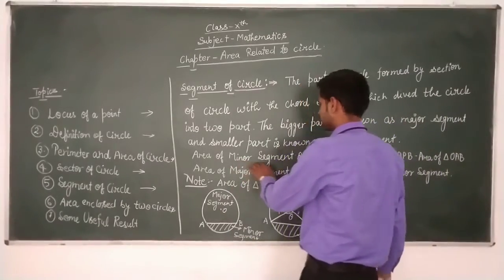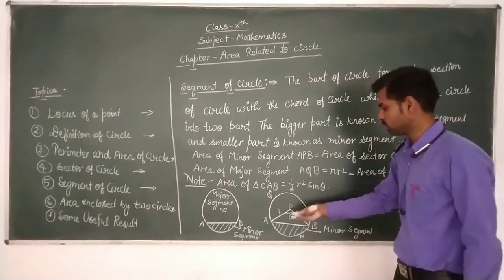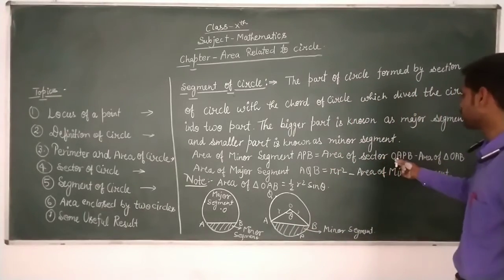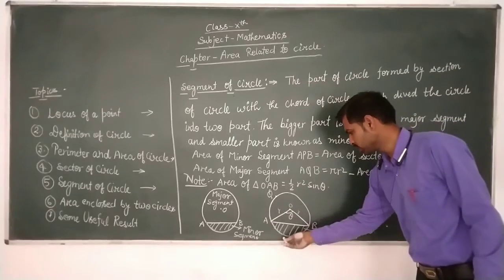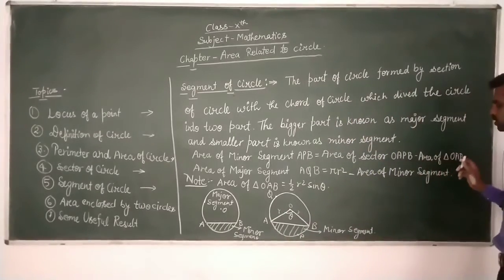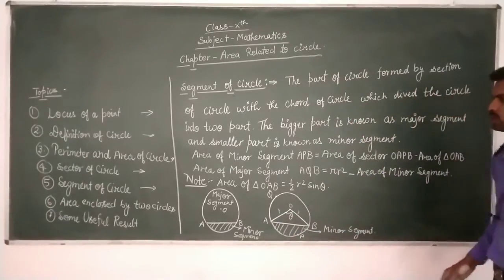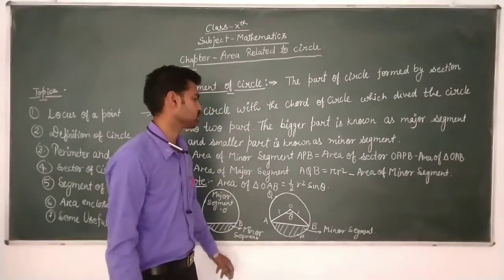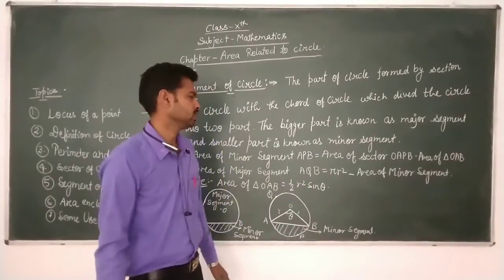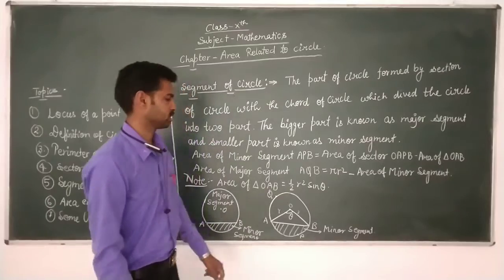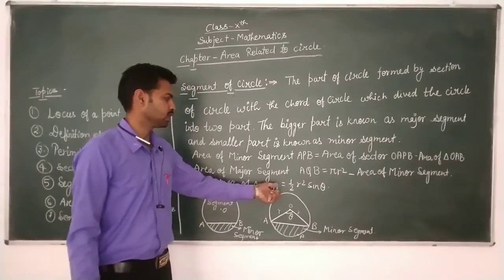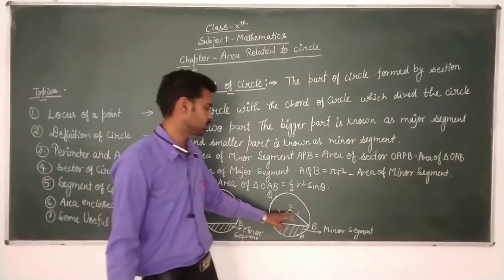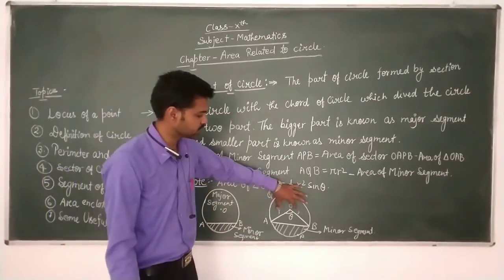Now, area of minor segment APB, this shaded portion, is equal to area of sector OAPB minus area of triangle OAB. Similarly, area of major segment AQB is equal to pi r square, the area of the circle, minus area of minor segment. Note, area of triangle OAB is equal to 1 by 2 r square sin theta, where theta is the angle between the two radii of the circle.